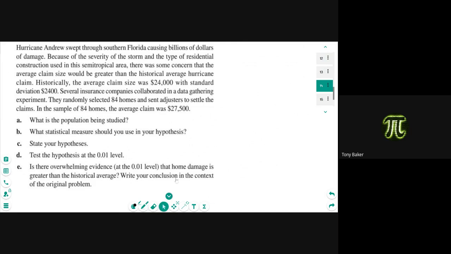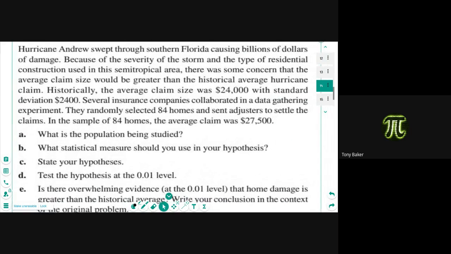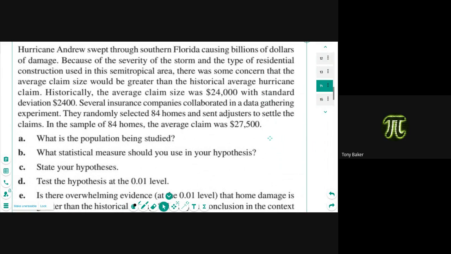Do we have to solve the normal equation and then answer A, B, C? Actually, ABCD is basically all the questions. What's the population? If you go through and answer the question, you're going to answer all those questions anyway. So you don't necessarily need to worry about A and B as much. Those come into what you're stating at the final answer.